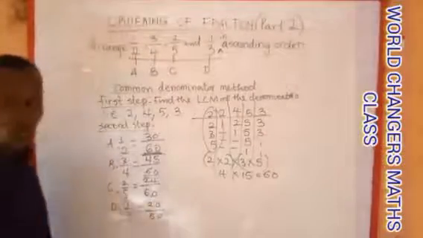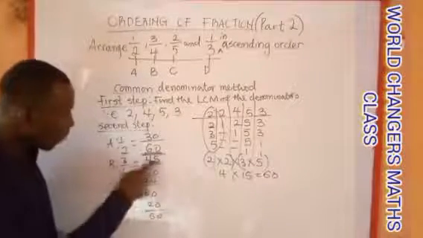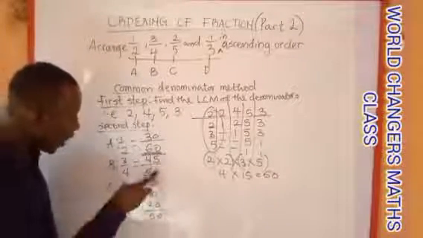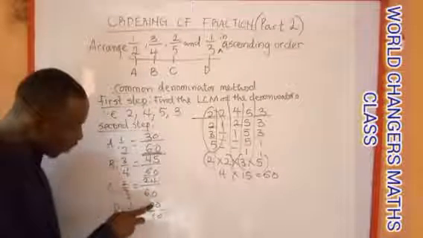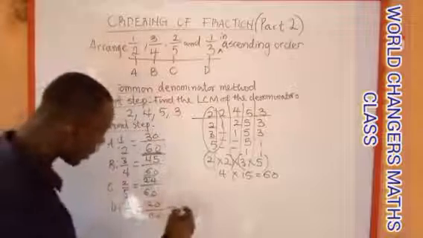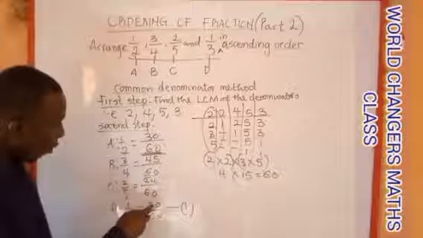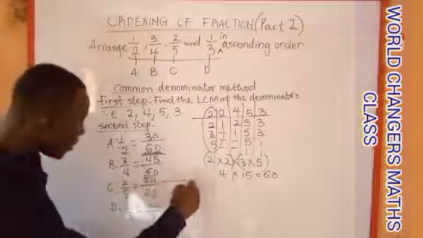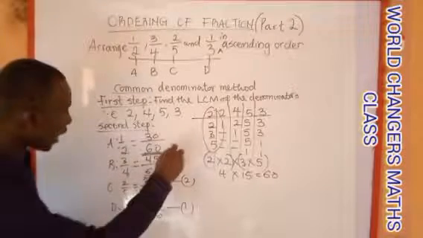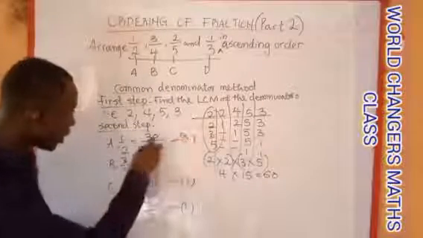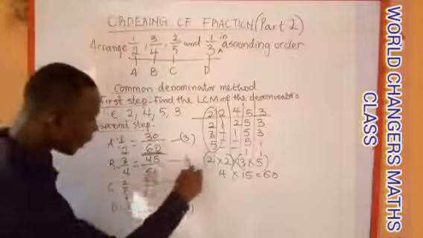Now, when you consider this first set of fractions, fraction A is 30 over 60. Fraction B is 45 over 60. Fraction C is 24 over 60. Fraction D is 20 over 60. Now, this is the smallest fraction. Why? Because the numerator is 20. Followed by fraction C, which is 24. Followed by fraction A, which is 30. And followed by fraction B, which is 45.